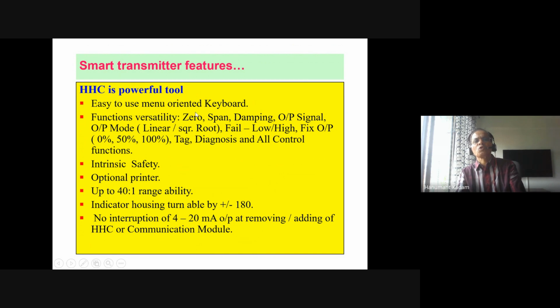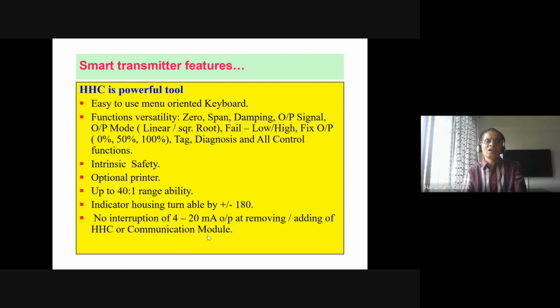Easy to use menu oriented keyboard, functions versatility. There you can have zero, span, damping, output signal. So many modes are there. It is intrinsically safe, and this device is operational, meaning you can have optional printer outputs also, up to a range of 40 to 1 rangeability. And you can see it has an indicator housing, everything is there.